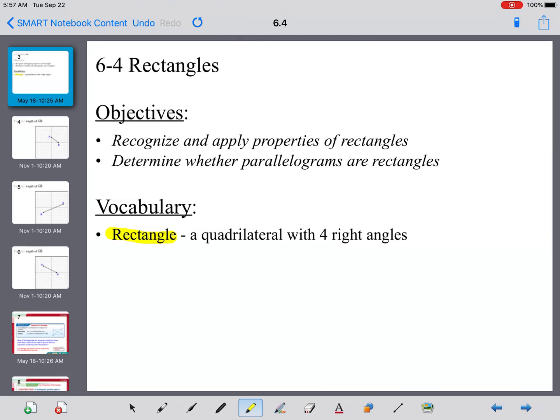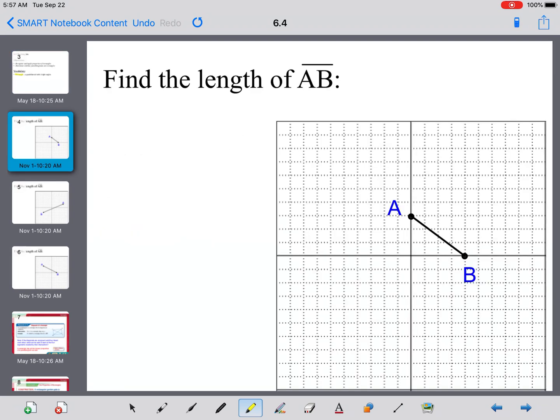I know about rectangles. The opposite sides are parallel, opposite sides are congruent, all the angles are 90, and those things are true. Those things are true. There are a few other things we'll look at.